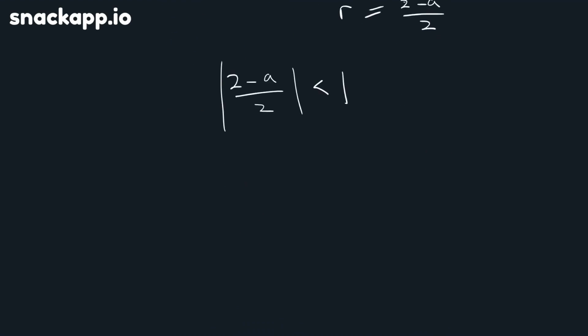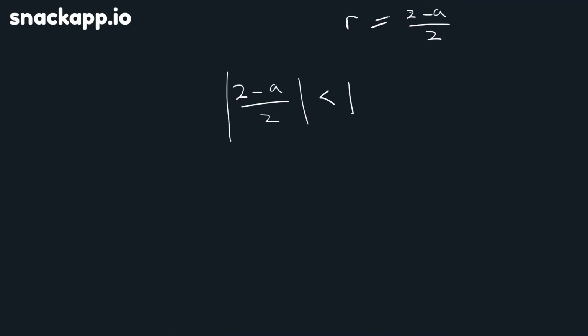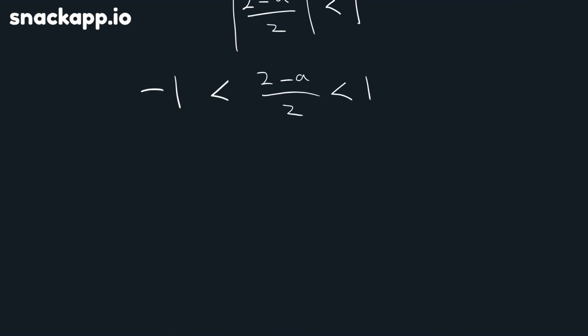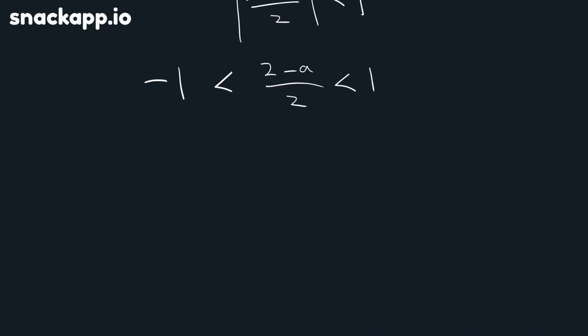Okay, and now basically what I'm going to do is write that in the expanded format. So I'm going to say that 2 minus a on 2 has to be between -1 and 1. And now I'm just going to rearrange that enough such that I get a in the middle. To start off with, I'm going to get rid of the 2 by multiplying both sides, or every side, by 2. I guess there's 3 sides in this case.